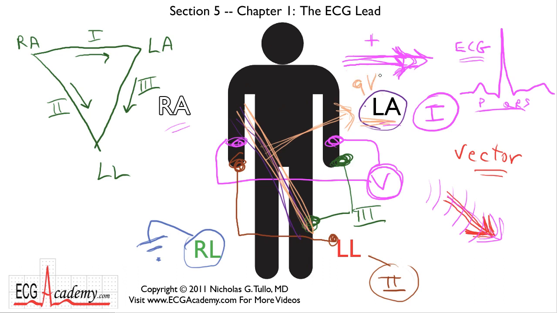It's known as AVL. Likewise, there's an AVR, and there's actually an AVF, which again are kind of semi-unipolar leads, AVF looking at the left leg compared with the sum of the 2 arms. This will make a lot more sense when I talk about the circle around the patient that relates all the frontal leads to each other. And so go ahead and watch Chapter 2 of this section, and I think it'll make a lot more sense.